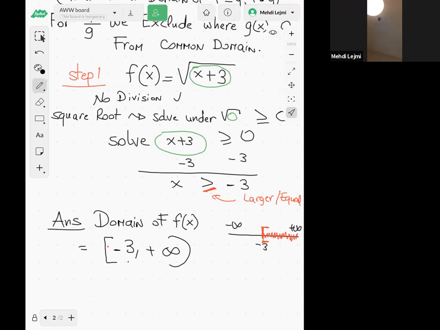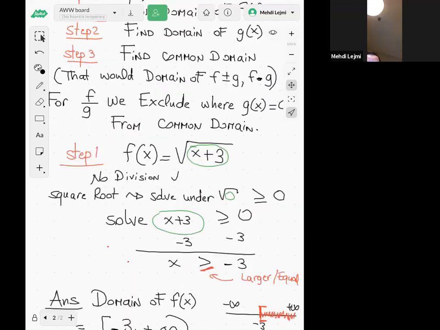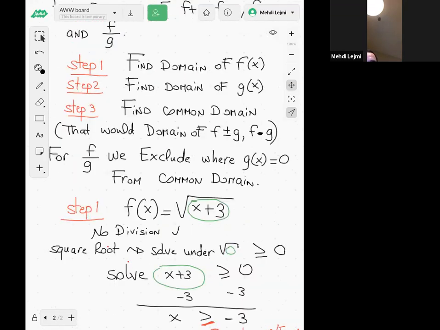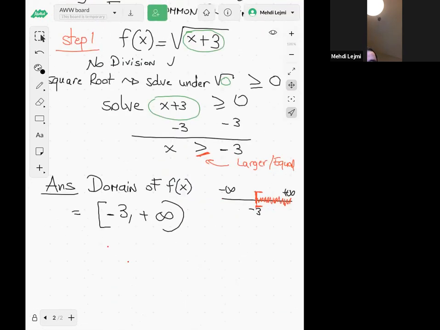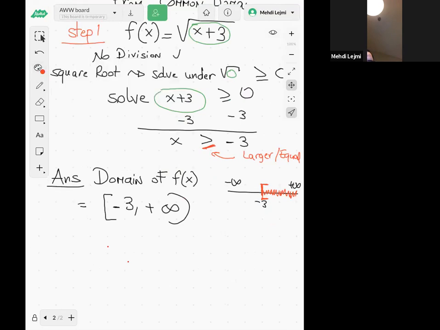Okay. So that's our domain of f. Well, now step number 2, the domain of g, right? The g is the square root of 1 minus x. So step number 2, I'm gonna find the domain of g, and then in step number 3, we're gonna take the common or the intersection domain.